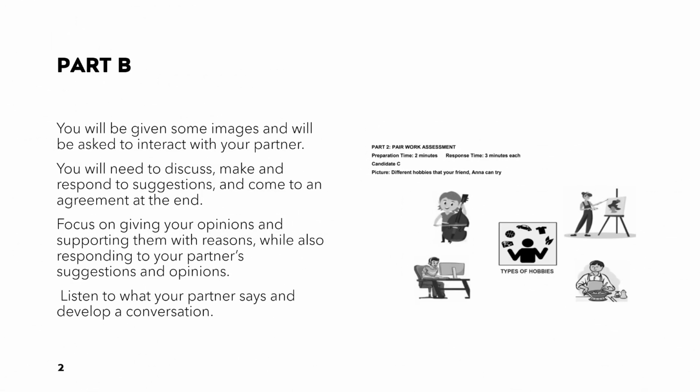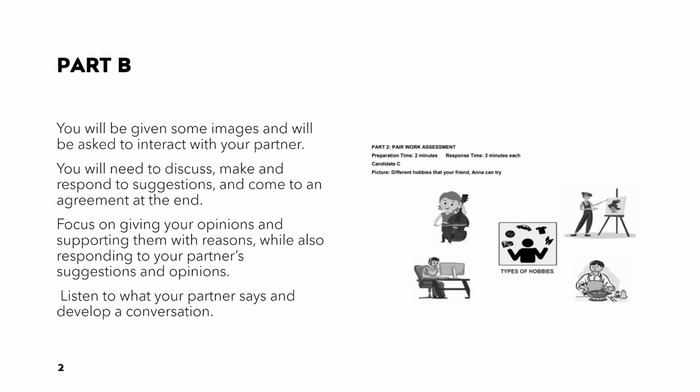Okay, part B. This is similar to the previous topic that we have done based on the individual assessment. This time around, you will be given some images and asked to interact with friends, meaning that you will be talking and discussing with your partner. You will need to discuss, make and respond to suggestions and come to agreement at the end. Okay, which one is the best based on the points and topics given. Focus on giving your opinions and supporting them with reasons, while also responding to your partner's suggestions and opinions.